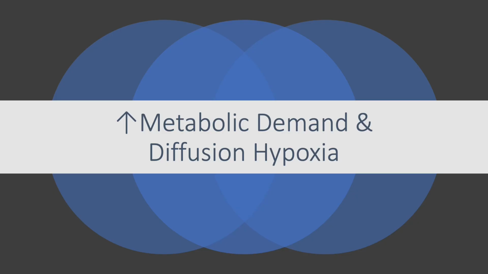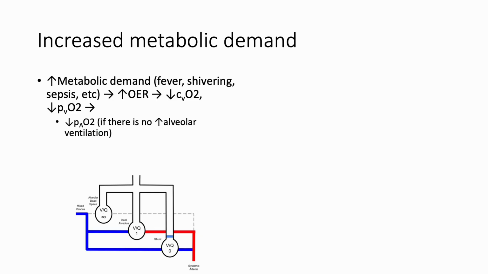We now move on to the last two causes of hypoxemia. Increased metabolic demand will increase the oxygen extraction ratio and hence reduce the mixed venous PO2. This can lead to a reduction in alveolar PO2 and hypoxemia.